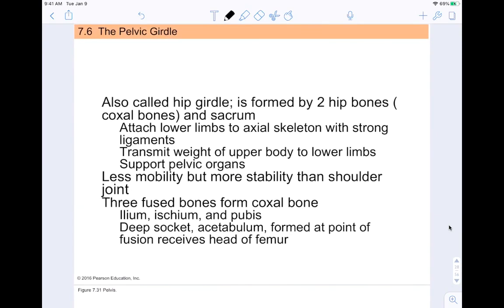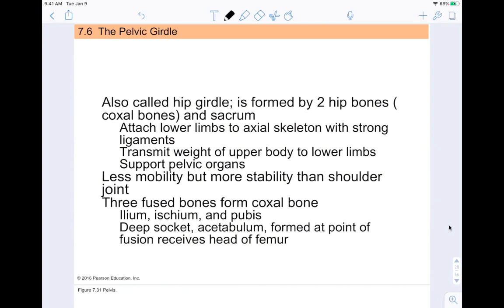Okay, so the next thing that we're going to talk about is your pelvic girdle. We talked about the pectoral girdle, how your shoulders are created, how your arms are attached, all the different bones that make up your arms and your hands. Now we're going to talk about your pelvic girdle and the lower limbs. The pelvic girdle is also called the hip girdle. It's formed by 2 hip bones, also called coxal bones, and of course our sacrum, which was at the bottom of our spine, followed by the coccyx, your tailbone at the very bottom. It's going to attach the lower limbs to the axial skeleton.